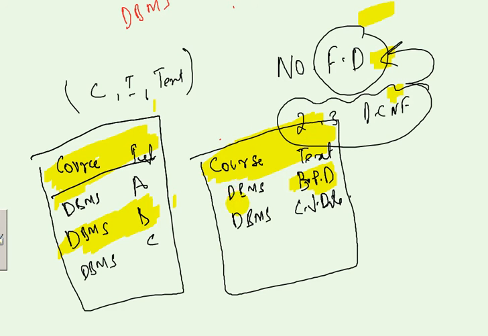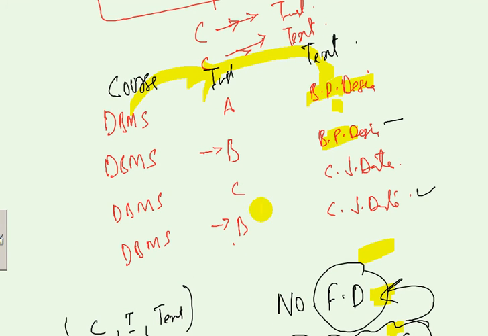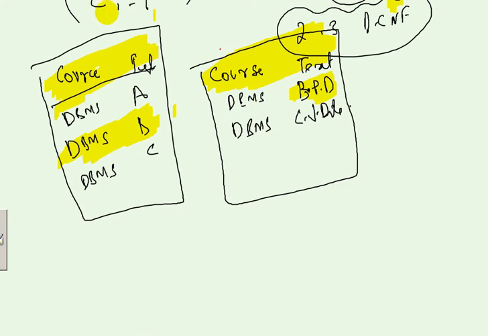DBMS is taught by BPD, DBMS taught by CJ Date, so there is a many to many relationship, many to one, one to many basically, okay? You getting me? But if I join these two, because I want to get back my information from this table, where DBMS was taught by Professor A and Bipin Desai, and A was teaching only Bipin Desai, right? If you do the natural join of these two, it will see the equality operator, that is the course.